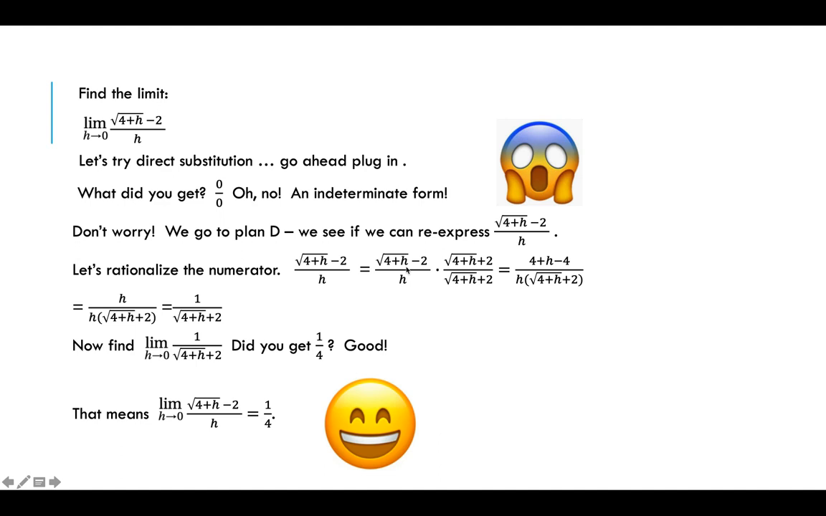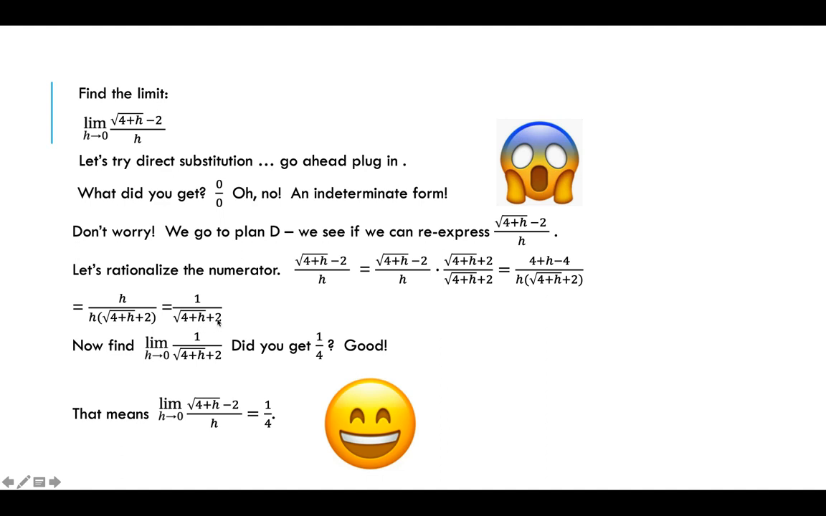So you can use the conjugate shortcut here and just do the square root of 4 plus h times the square root of 4 plus h, which is 4 plus h. And then minus 2 times 2 is 4. On the bottom, we've got h times the square root of 4 plus h plus 2. Hold off on trying to distribute that, because if we can cancel, we're going to want that h on the outside. So 4 plus h minus 4 is going to be h. So we have h over h times the square root of 4 plus h plus 2. The h's are going to cancel, and we're going to be left with 1 over the square root of 4 plus h plus 2.